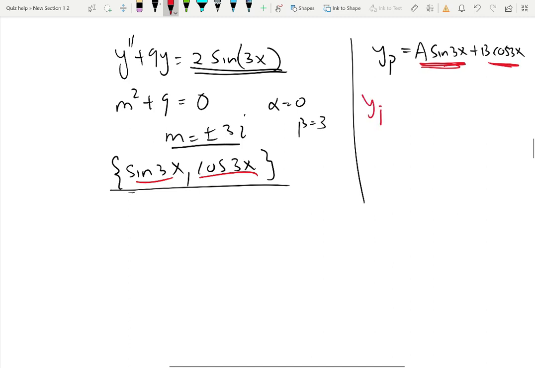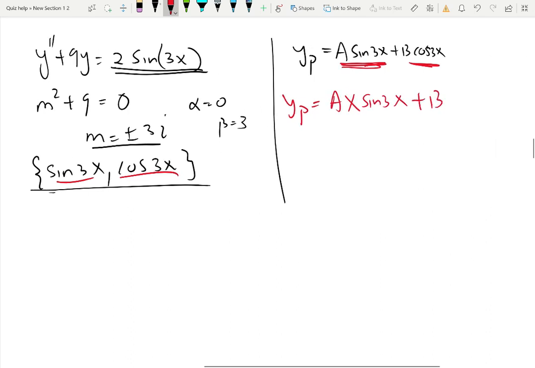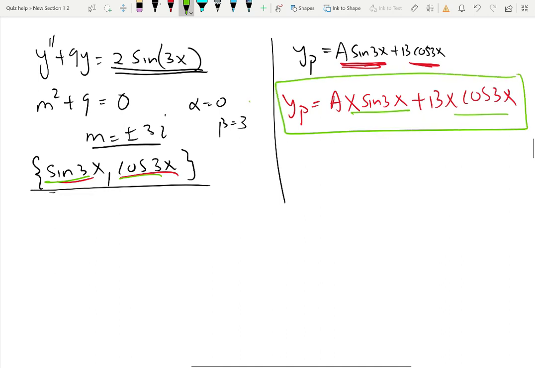So we multiply every part by x. So ax sine 3x plus bx cosine 3x, right? Okay, now again check for overlaps. Do we have an overlap? Well, x sine 3x and sine 3x, two different things. x cosine 3x and cosine 3x, two different things. So we do not have an overlap anymore. So this is the correct guess, not this.